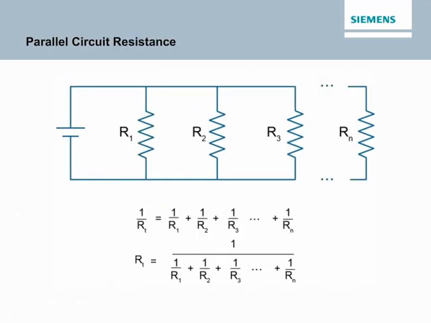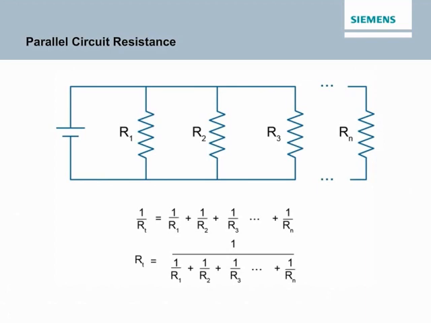The total resistance for a parallel circuit with any number of resistors can be calculated using the formula shown in the accompanying illustration. The total resistance divided into 1 is equal to the sum of all fractions formed by dividing each individual resistance into 1. To find the total resistance, divide the sum of these fractions into 1.